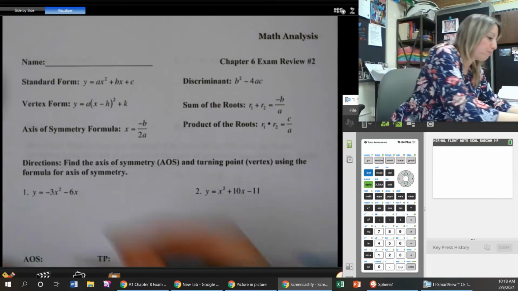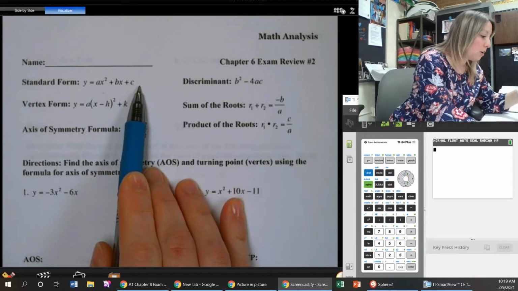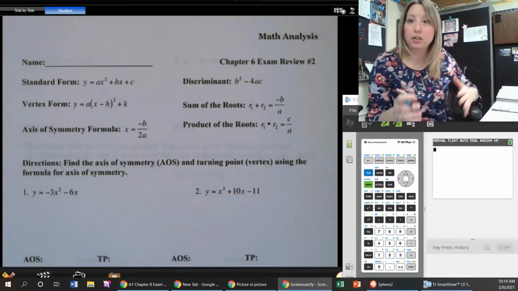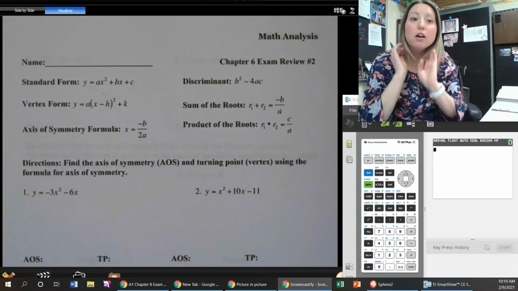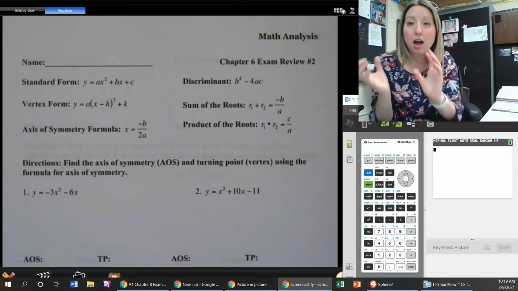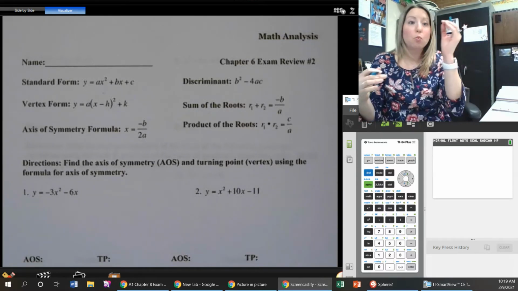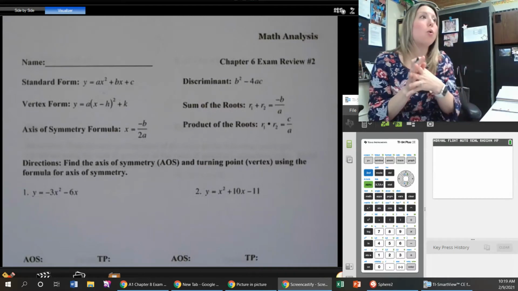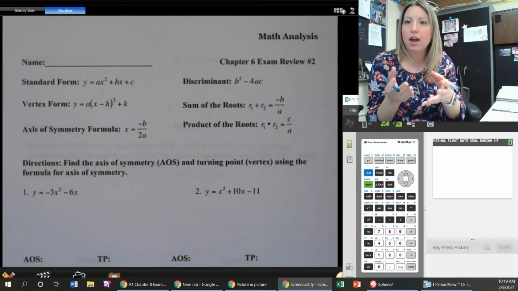So here we go. Standard form of our quadratic equation is y equals ax squared plus bx plus c, right? We've got the x and the y. That's our quadratic function. And vertex form is y equals a times (x minus h) in parentheses squared plus k, where (h, k) is your vertex, and x equals h is your axis of symmetry.